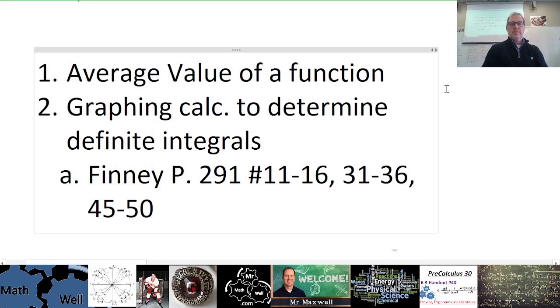Okay, here's your assignment from your textbook, and I'd be happy to do the first question with you to make sure you're on the right track. But that's it for this lesson. Any questions about average value?